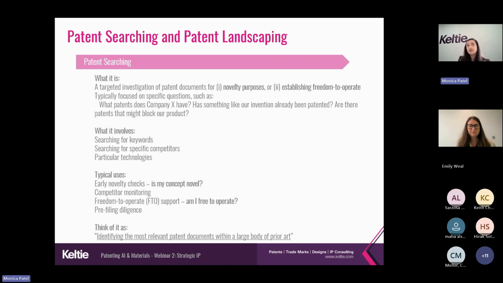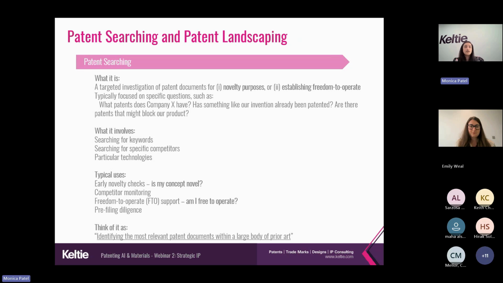And so with patent searching, you're typically focusing on specific questions about your competitors. So for example, what patents does company X have? Has something like our invention already been patented? And then in terms of freedom to operate, are there any patents that might block our product and affect our freedom to operate? So in practice, patent searching will involve searching for specific keywords, specific competitors, and particular technologies, as well as novelty checks and freedom to operate investigations.